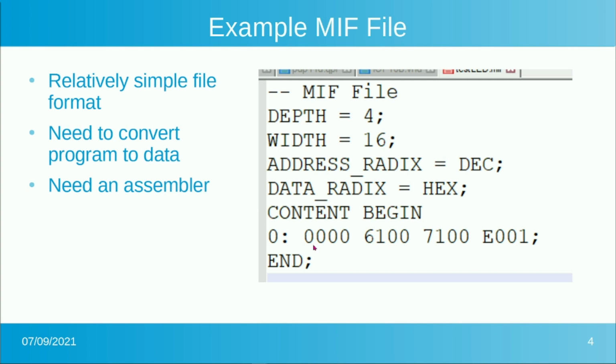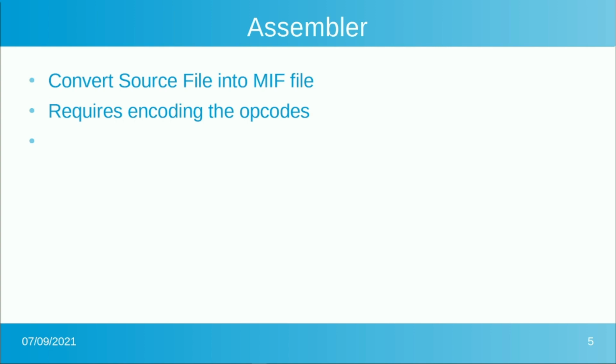But what we need to create this file is some sort of an assembler. And I've written one in Python that we'll use to do this. If you don't have Python, it could be easily created in almost anything else. I think it could probably even be created in Excel, but I didn't do that. I just did it in Python 3, which is what I have. That assembler will take that source file and convert it into a MIF file, and it will encode the opcodes.